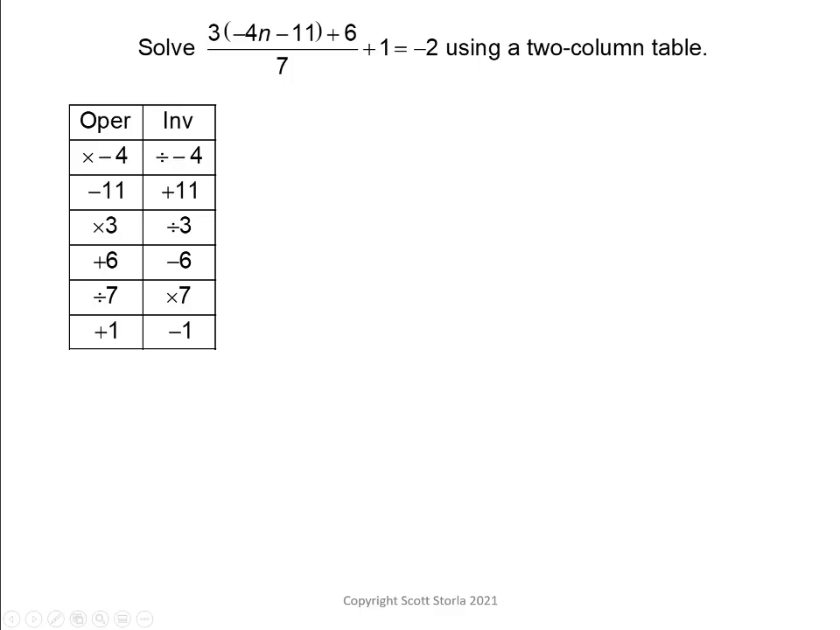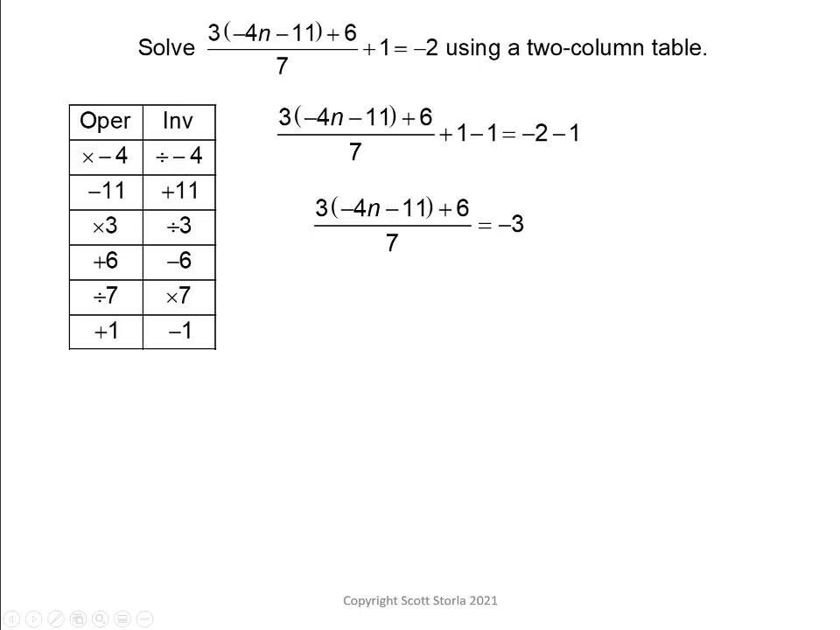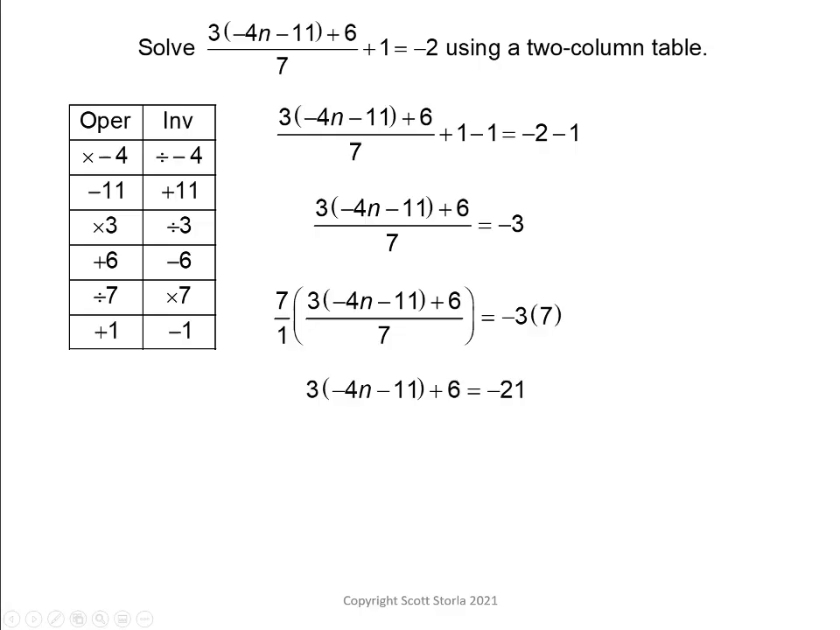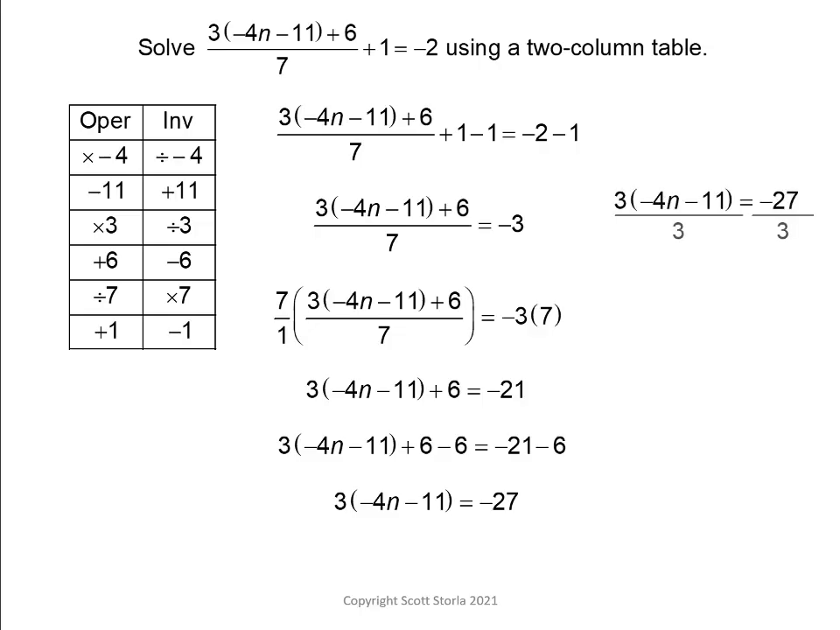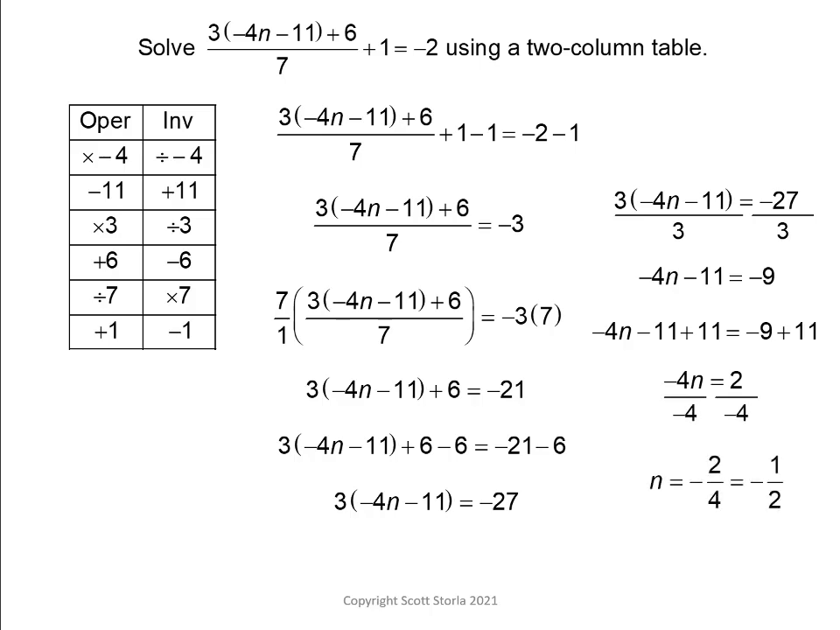So we start with the original and subtract 1 from both expressions and simplify. We move up a row and multiply both by 7 and simplify. We move up a row and subtract 6 from both and simplify. We move up a row and divide by 3 and simplify. Then we add 11 to both and simplify. And finally we divide by -4 and find that our answer is -1/2.